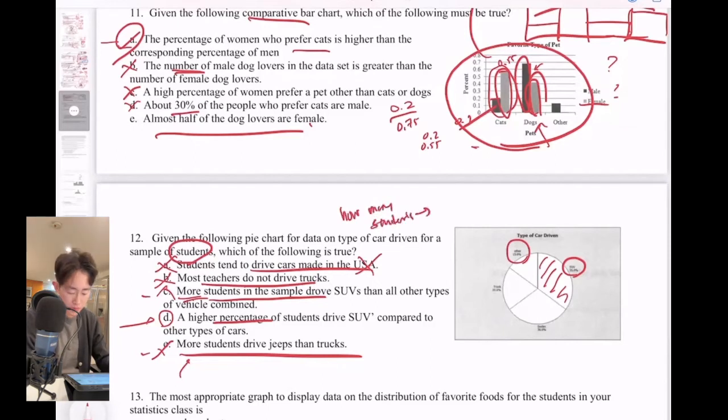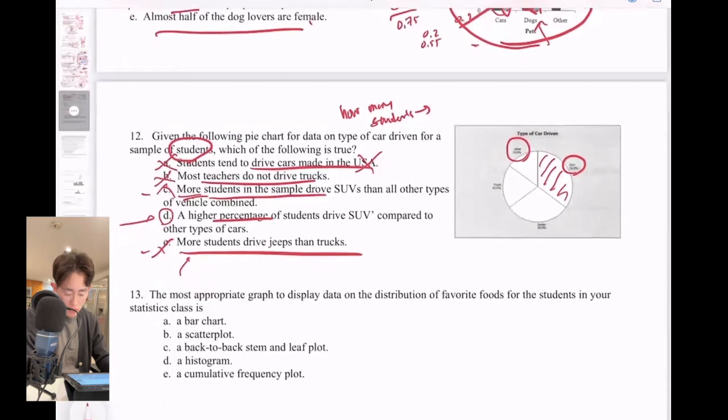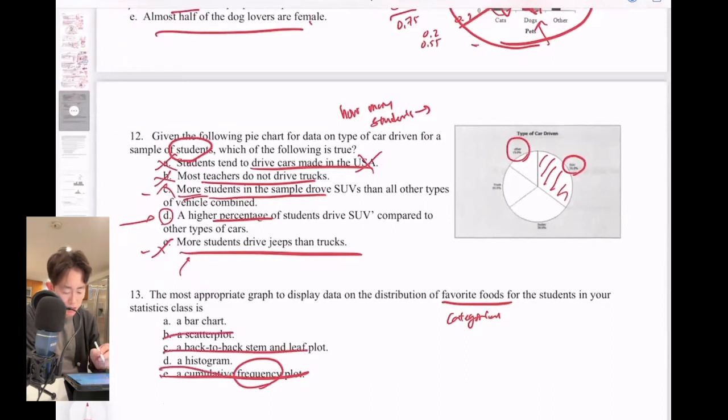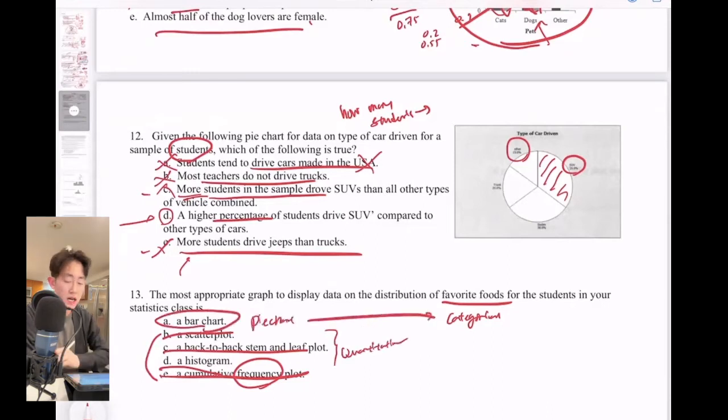That's the problem. Okay, so the most appropriate graphs to display data on the distribution of favorite foods. This is categorical, which means I shouldn't be using those four of the ones that I've been sharing with you. The frequency plot, the cumulative frequency plot, I know we didn't really go over that, but it's talking about how many times certain things happen, in terms of quantitative data. A histogram, back-to-back, a scatter plot, these are all going to be a measurement of quantitative data. Only a bar chart and pie chart measure categorical, so please remember that. And so the answer here is going to be A for this one.